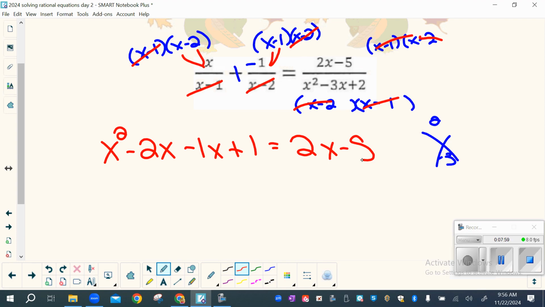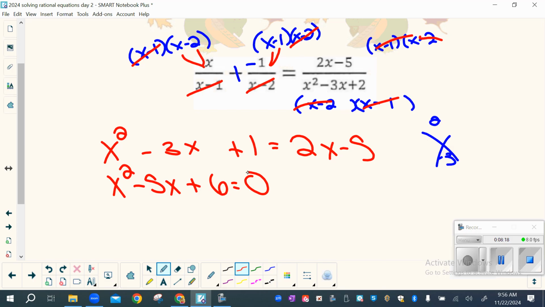So here we go. First thing I'm going to do: do you agree that I'm going to make this -3x? Is everyone cool with that? I'm going to move the 2x over: x squared minus 5x. I'm going to move the 5 over, plus 6. Is everyone okay with that?